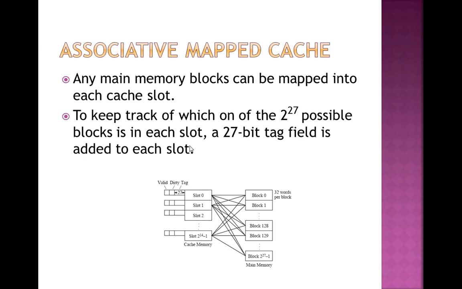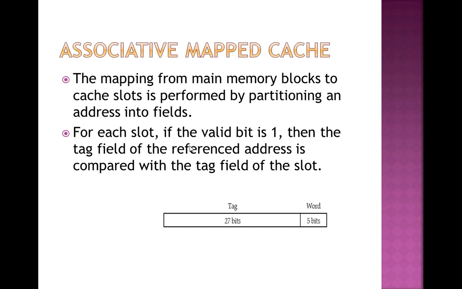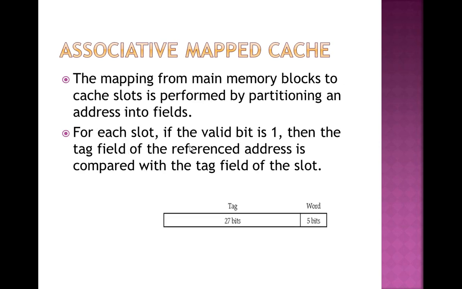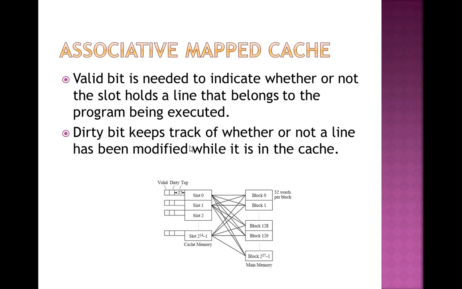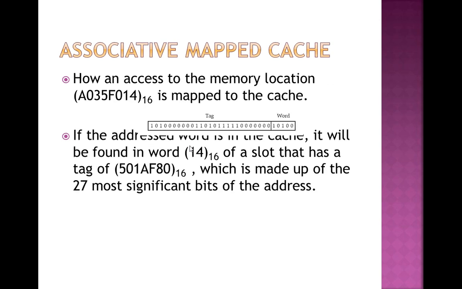The first one is associative mapping. Any memory block can be mapped to any cache slot, and it keeps track of the 2 power 27 possible blocks. Next, there are dirty bits, and there is a valid bit that is used to indicate whether or not the slot holds a line.